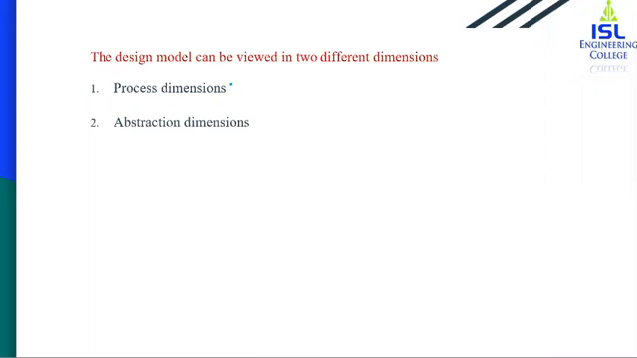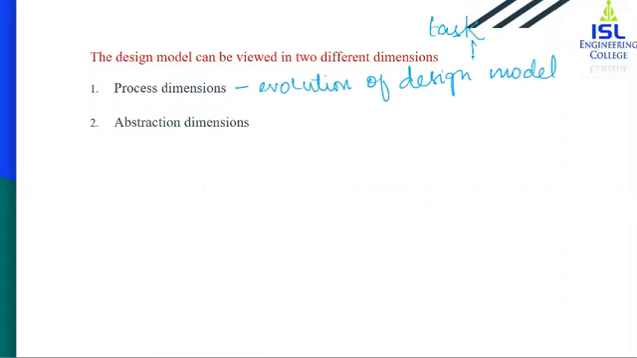Now, this process dimension indicates the evolution of the design model. What do you mean by the evolution of the design model? Evolution means how the design is being formed. How is this design going to be identified? As tasks are executed, you get to know how the design model is going to be formed. So that is your process dimension.